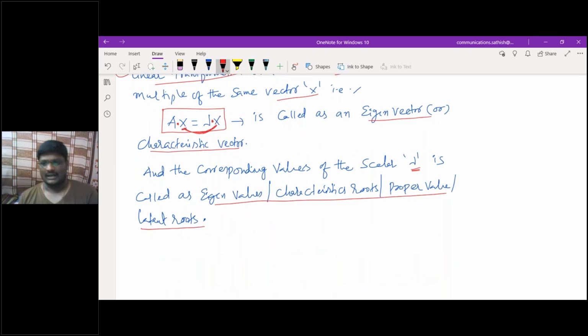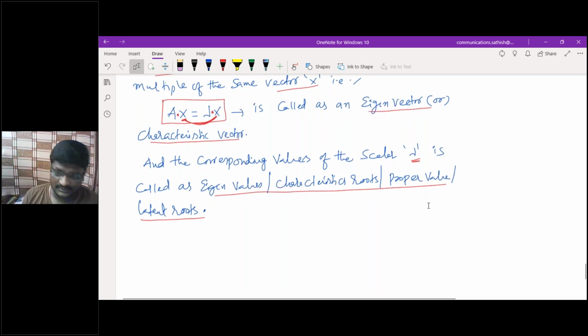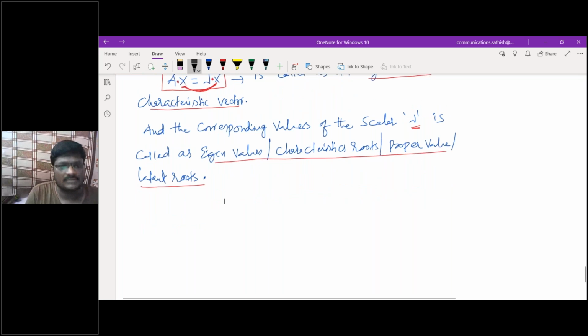Now, sir, you can have a doubt: how can I calculate the eigenvalues and eigenvectors? How do I have to calculate this? Take an example. Here you have the definition, AX is equal to lambda X. If I take lambda X to the left hand side, I will have what?